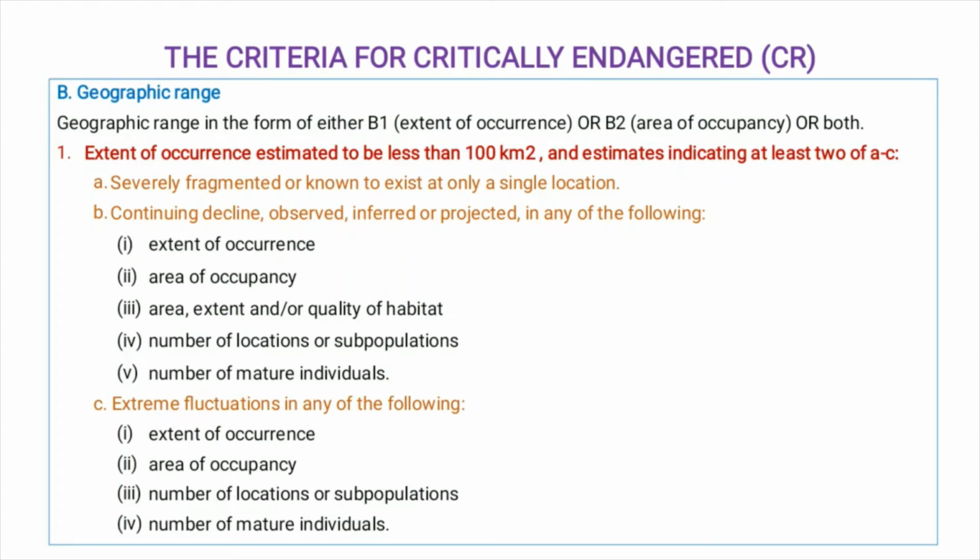The next criterion is extreme fluctuations in any of the following: extent of occurrence, area of occupancy, number of locations or subpopulations, and number of mature individuals. Extreme fluctuations means that the distribution area of the individuals varies widely, rapidly, and very frequently.